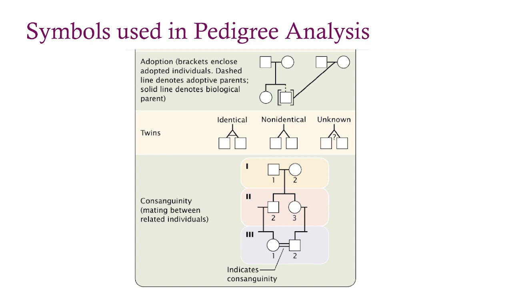If there is marriage between blood relatives, it is shown with two horizontal lines between the individuals, maybe for example cousins who are undergoing marriage. So that is called a consanguineous marriage, marriage between blood relatives.